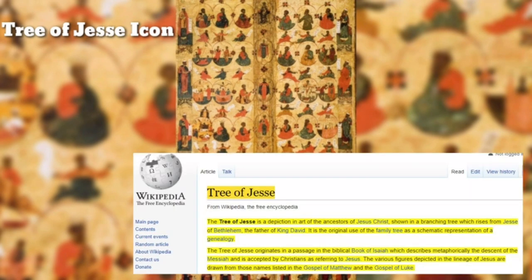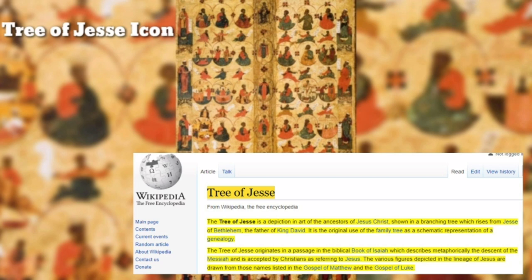Tree of Jesse icon. The Tree of Jesse is a depiction in art of the ancestors of Jesus Christ, shown in a branching tree which rises from Jesse of Bethlehem, the father of King David. It is the original use of the family tree as a schematic representation of a genealogy.